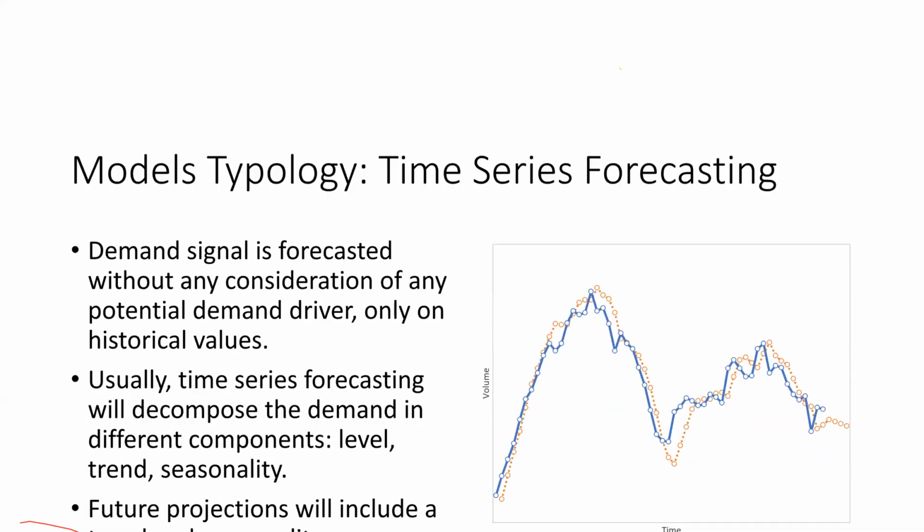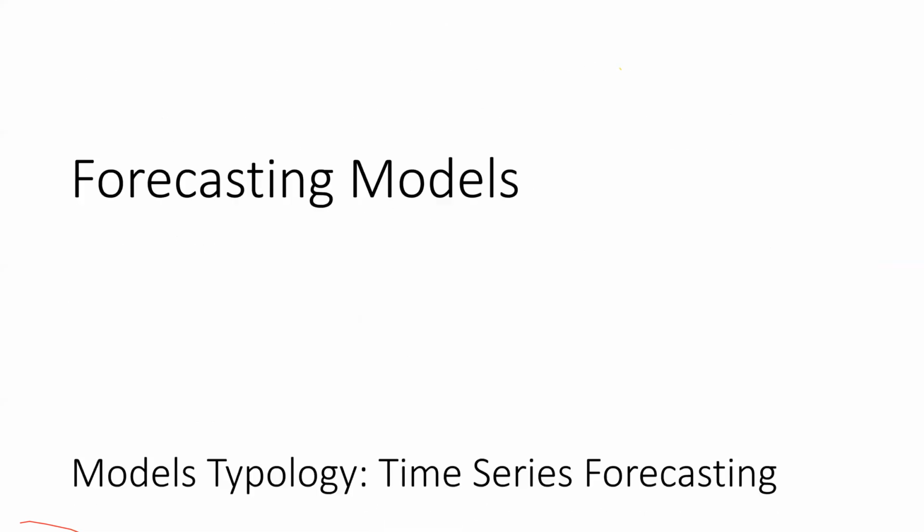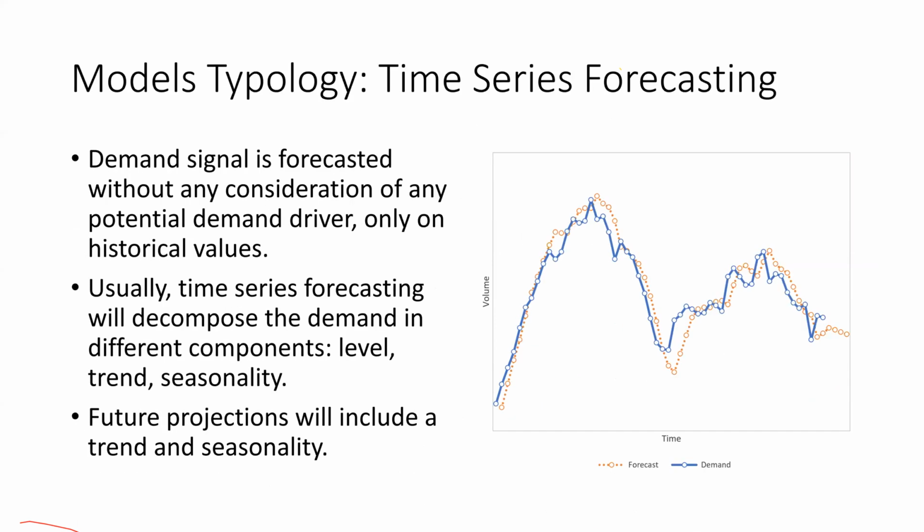I will move on. So we discussed the process. Now I'm going to discuss and explain to you in the next 10-15 minutes a few forecasting models so that you understand how you can set up a forecast model for your supply chain. The first type of forecasting model is what we call time series forecasting. Time series forecasting is really the simplest. It just means, okay, let's look at the past and we just assume it's going to be more or less the same in the future.